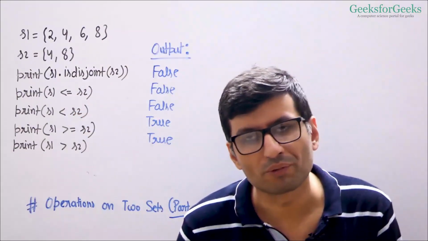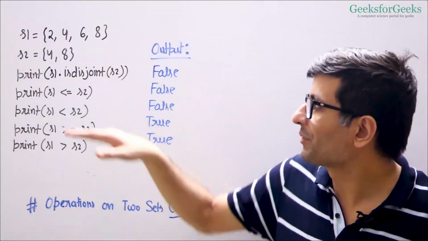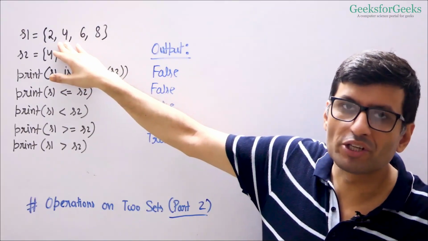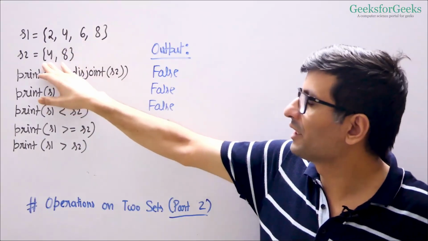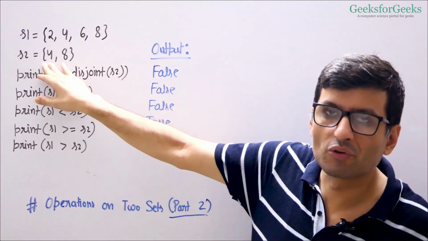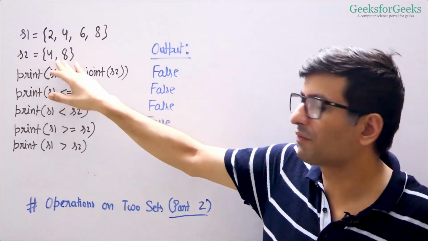Here are some more operations on two sets. So we have two sets. First set contains all the multiples of 2 smaller than 10. Elements are 2, 4, 6, 8. The other set contains all the multiples of 4 smaller than 10 and elements are 4 and 8.